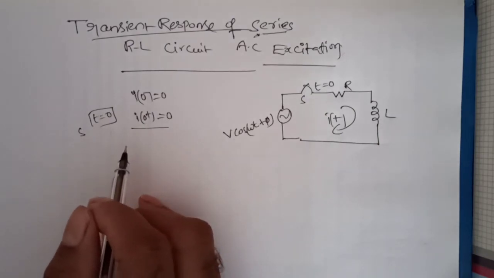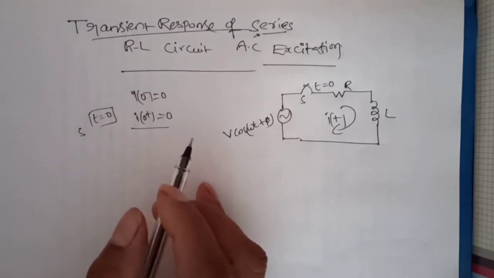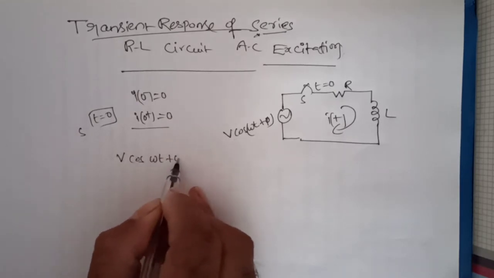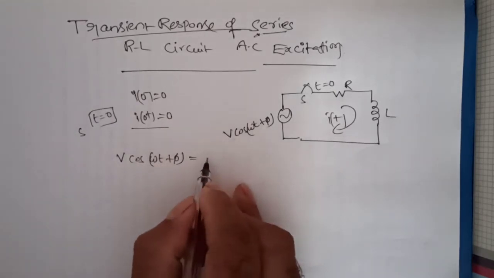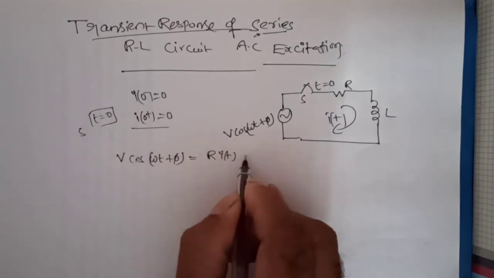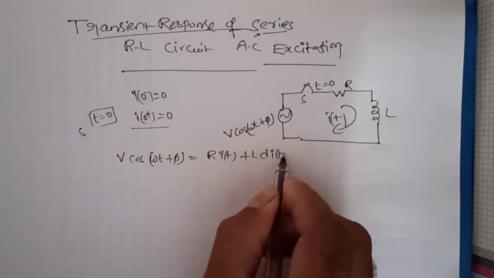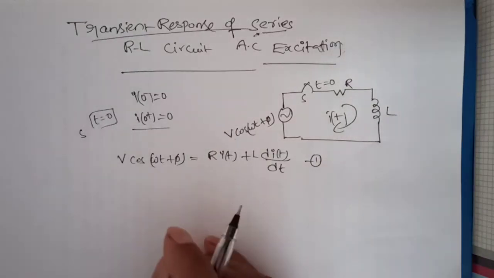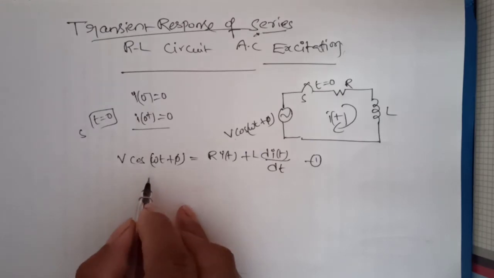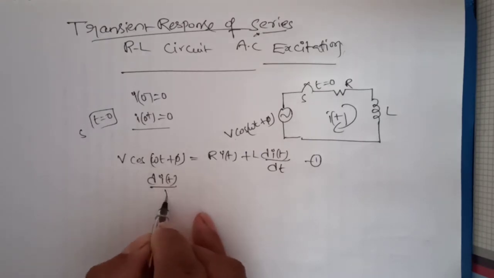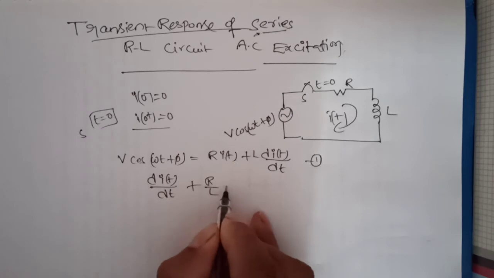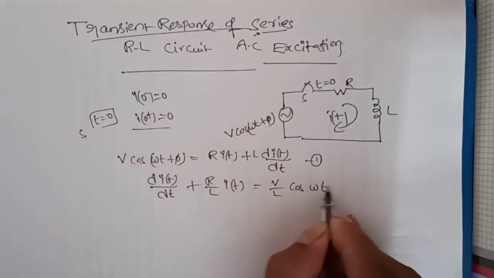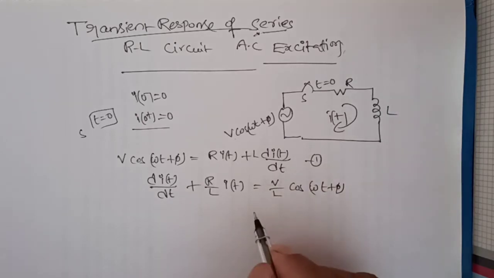After the switching has taken place, applying Kirchhoff voltage law to the circuit, the voltage V cos(omega t plus phi) is equal to R into i of t plus L into di of t by dt. Let us assume this is equation 1. We can rearrange this equation: di of t by dt plus R by L into i of t is equal to V by L into cos(omega t plus phi).